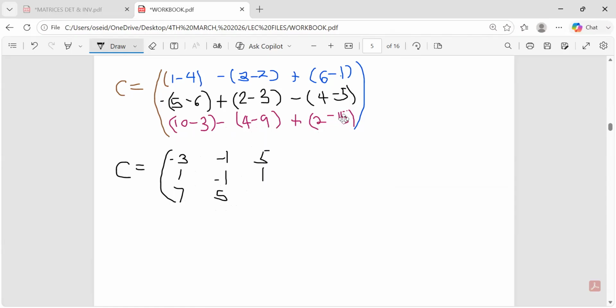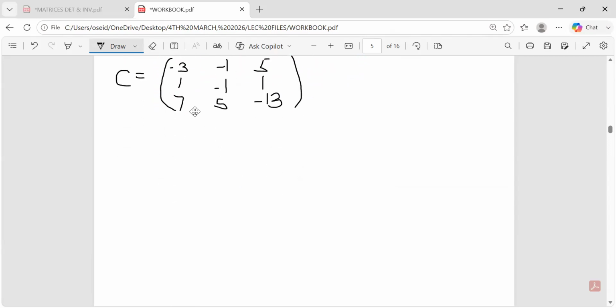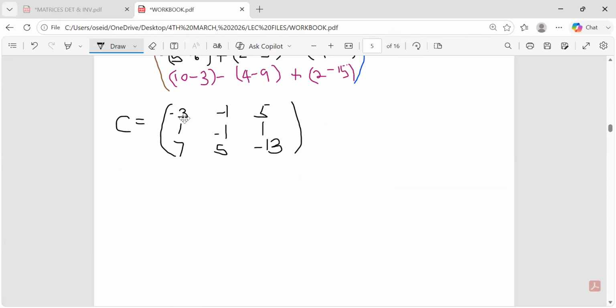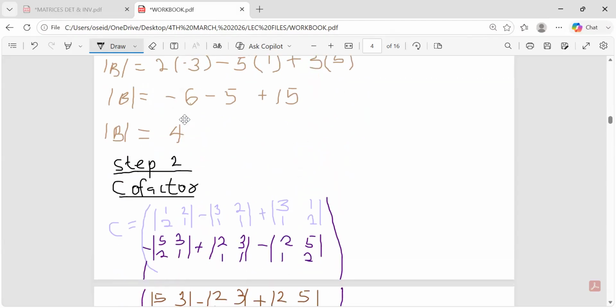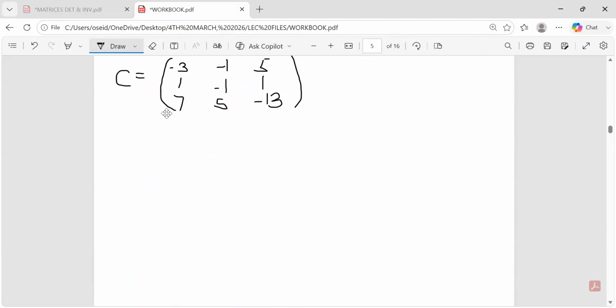2 minus 15 will give us what? Negative 13. Good. So now that we have the cofactor of matrix B, we can transpose matrix B.